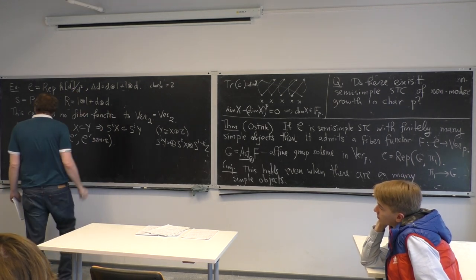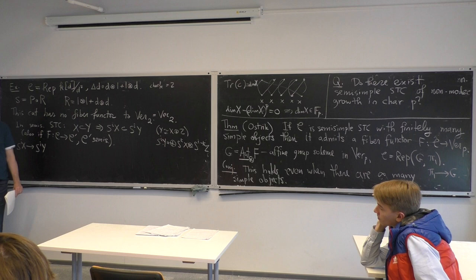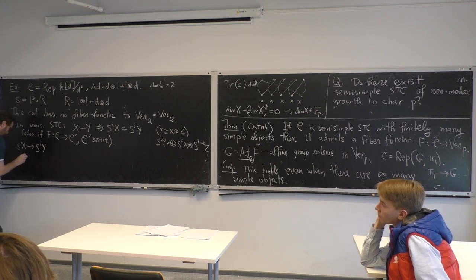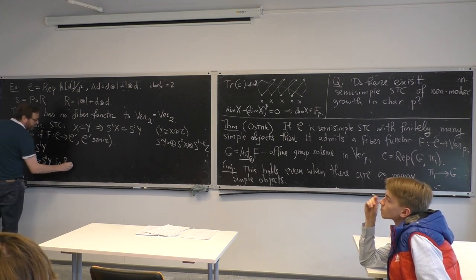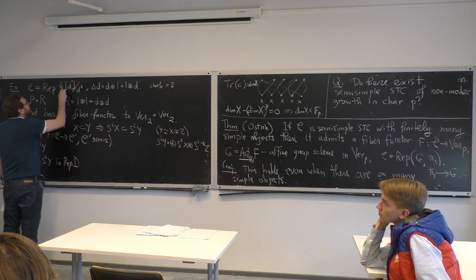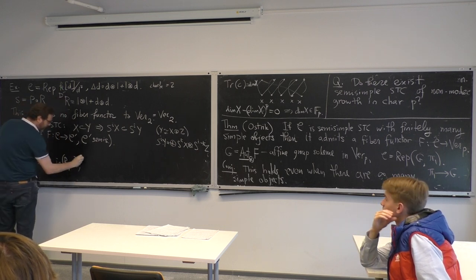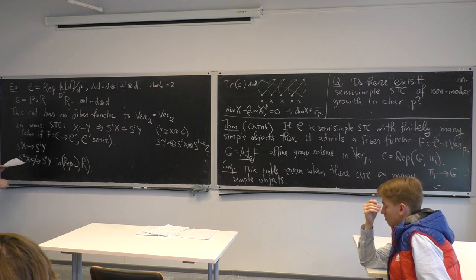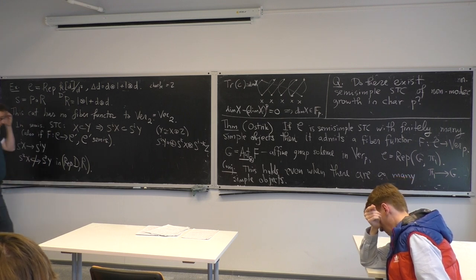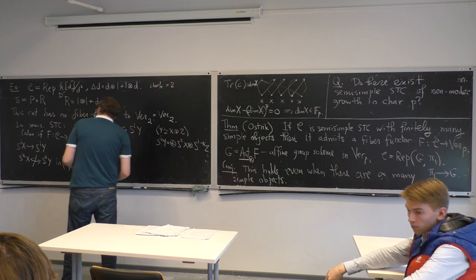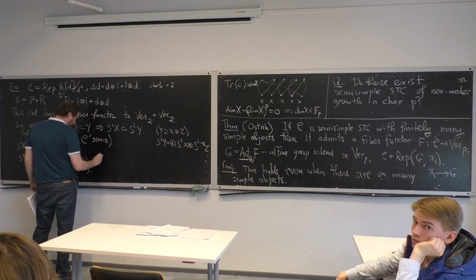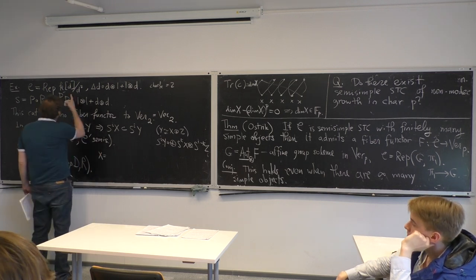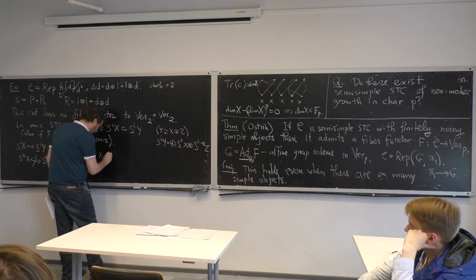But I claim that in this category, this property fails. So I claim that the symmetric square of X does not have to embed into the symmetric square of Y in Rep D, so let me call this D, with the R matrix. Namely, the example is the following. Let's take X. In this category, there is only one simple module, which is the trivial one.